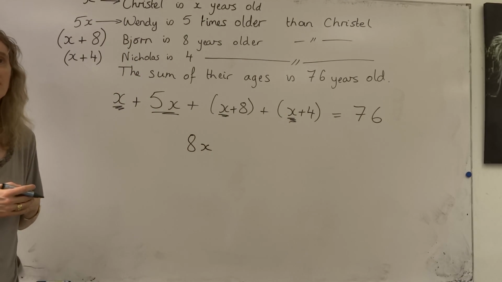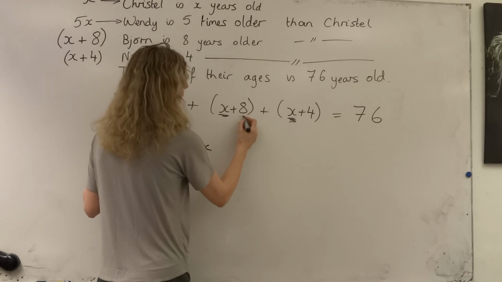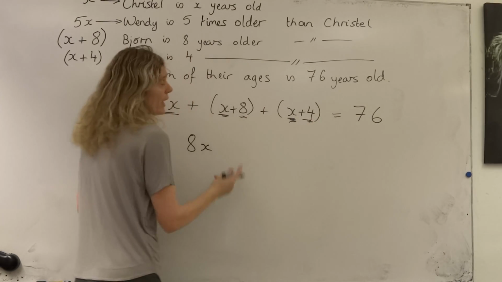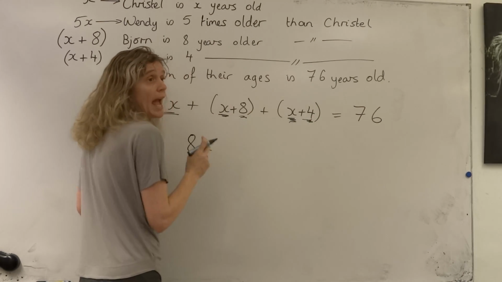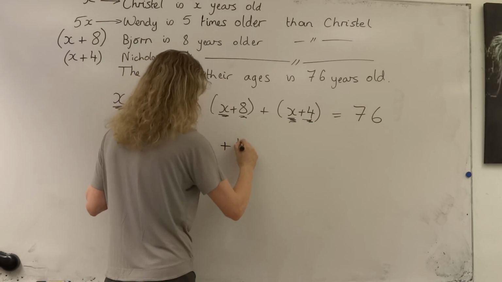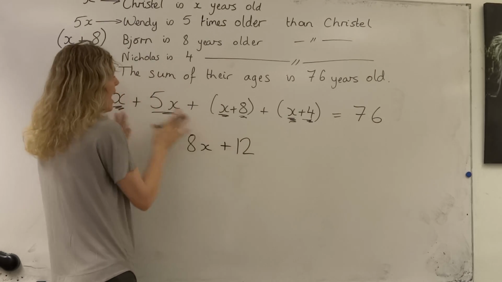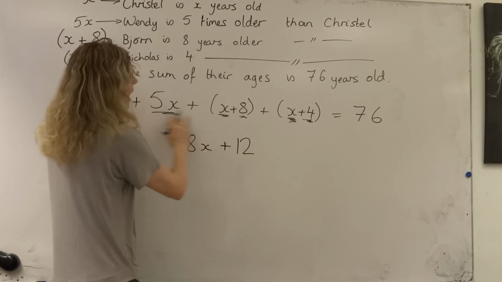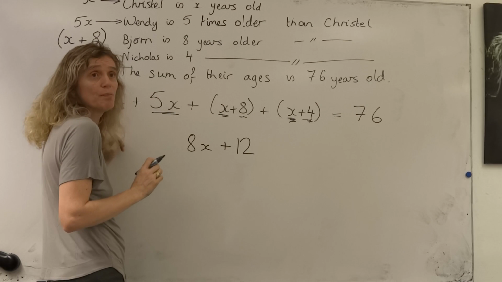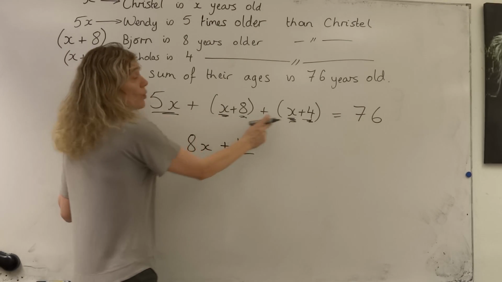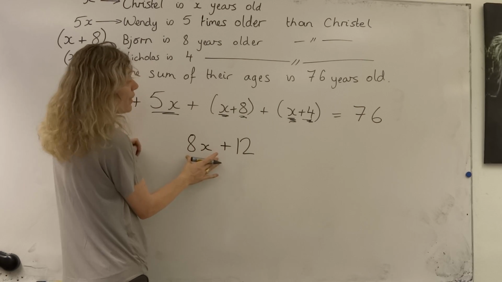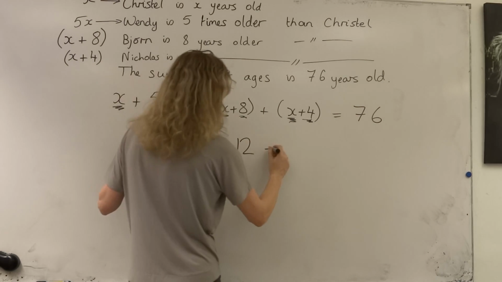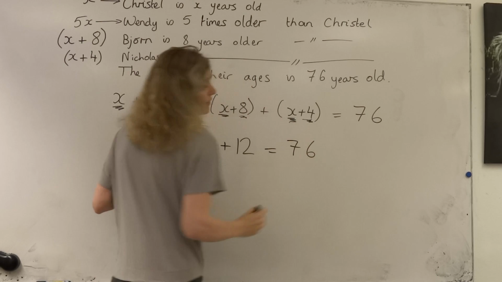Now we look at how many numbers were left over. There's an 8 here and a 4 here, and they're both positive numbers in front of them. It's plus 8 and plus 4. 8 plus 4 is plus 12. So when we add everything on this, and now we've added everything, we've checked we haven't missed anything by underlining all the ones that we've added up. Check that there's nothing left there. So we now know that 8x plus 12 equals 76.